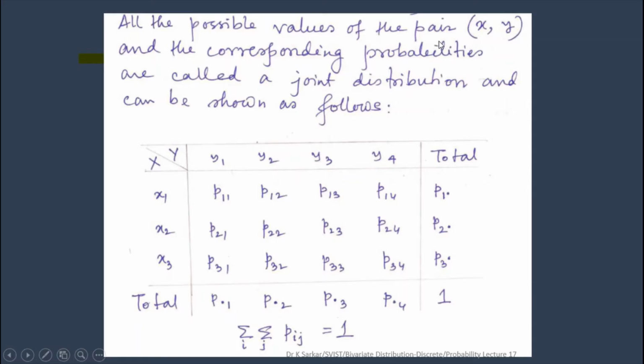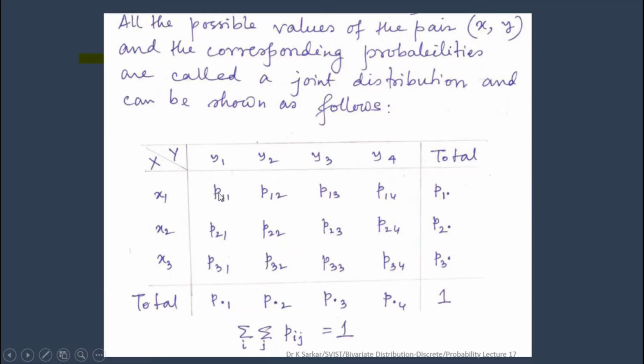All the possible values of the pair x, y and the corresponding probabilities are called a joint distribution and can be shown as follows. X taking the values x1, x2, x3, y taking the values y1, y2, y3, y4, and here this is like a matrix form. P11 is the probability for the pair x1, y1, P12 for x1, y2, and so on.